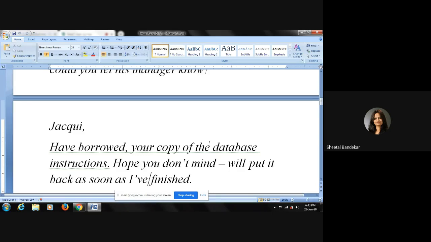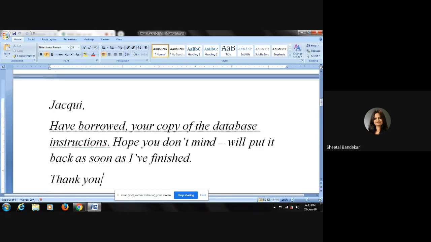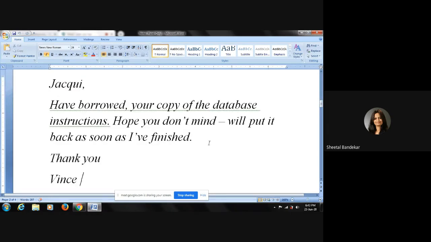You can use, as I said, sometimes a hyphen. The hyphen means you're pausing. Hope you don't mind. Pause. When you're reading, it's an instruction to the reader to pause. Will put it back as soon as I've finished. So this is a very short example. Jackie, and thank you, Wins. Now Jackie doesn't know who has borrowed it. Sometimes it's necessary to mention to whom you are writing the note, and from whom it is. So here you can say thank you, Wins.